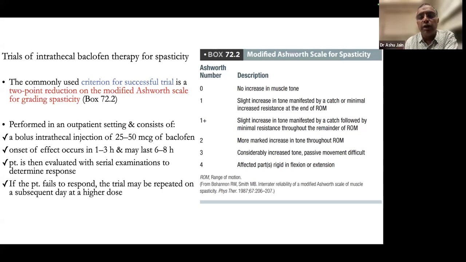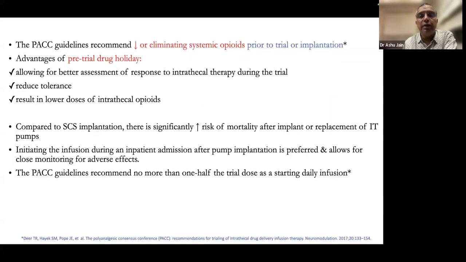If the score comes from 4 to 2, that's okay. That means we can start with 70 or 75 mics of intrathecal delivery system. We don't do another trial. If it doesn't decrease below 3, then definitely the next day you have to increase the dose by 25 mics and go with a 75 mics trial.